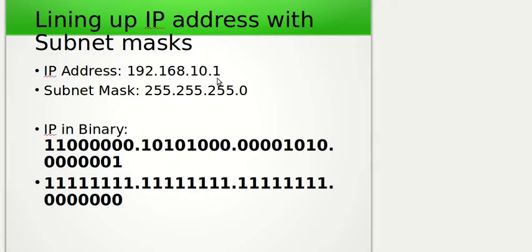Now let's line up the IP addresses with the subnet mask. We have this IP address in decimal. This is its binary equivalent: 11000000 dot 10101000 dot 00001010 dot 00000001. And the subnet mask in binary is 24 binary ones followed by 8 binary zeros.